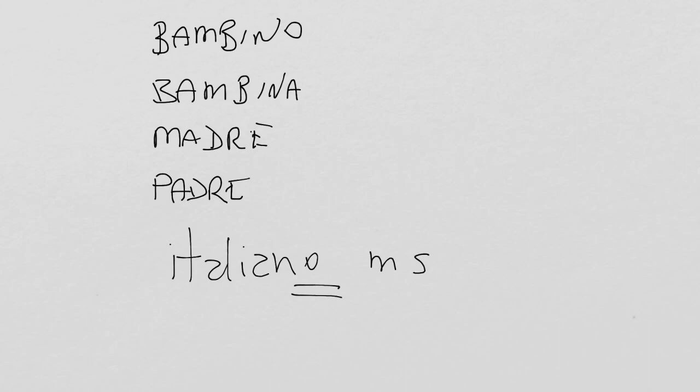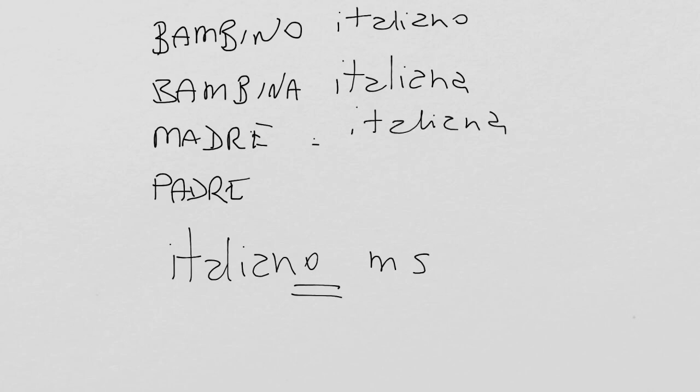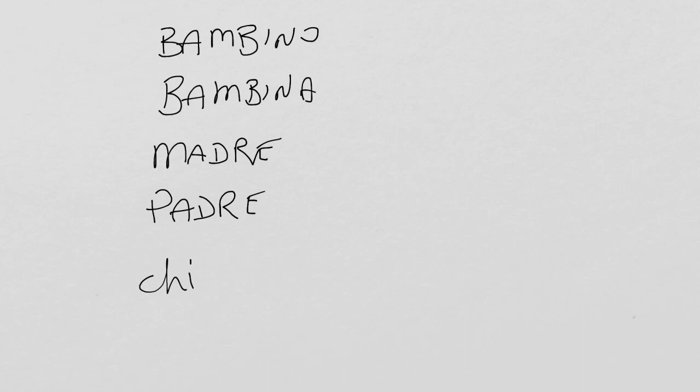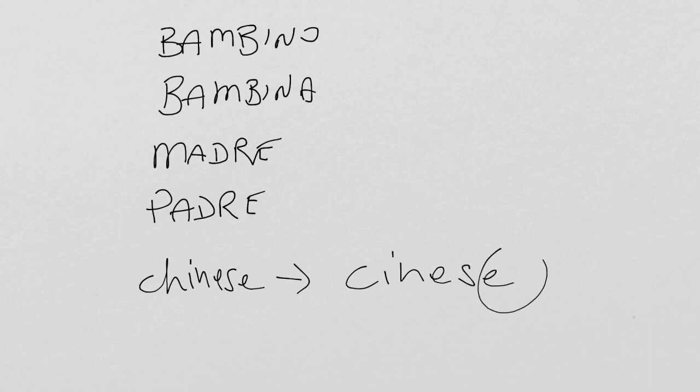Italiano is maschile, singolare, and we know the rules. Bambino will be bambino italiano. Of course, we have bambina italiana, madre femminile italiana, padre maschile, no changes, italiano. And once again, italiano maschile singolare, italiana femminile singolare. Now we want to use the adjective Chinese, che in italiano si dice cinese, and adjectives that end with e are both masculine and feminine.